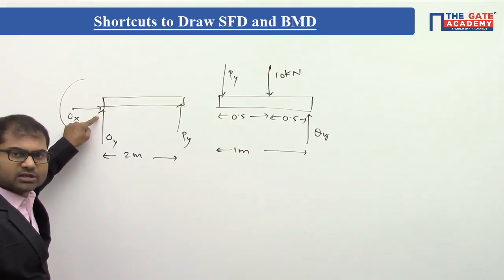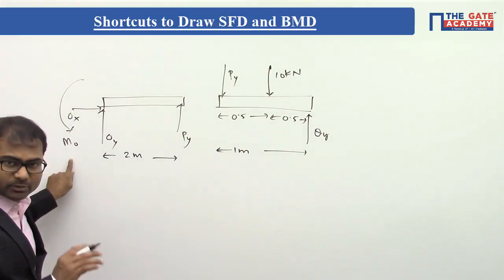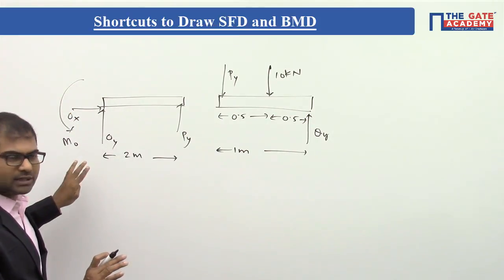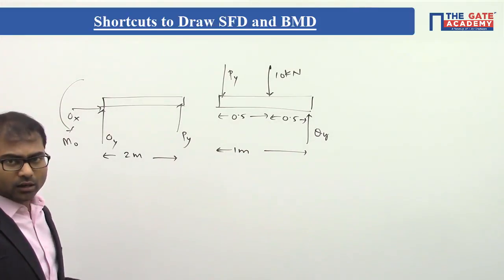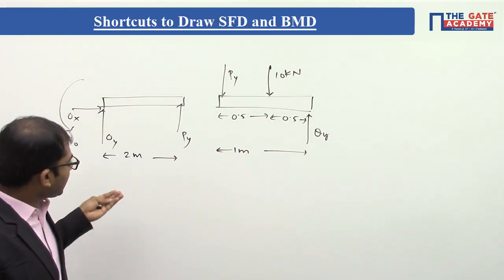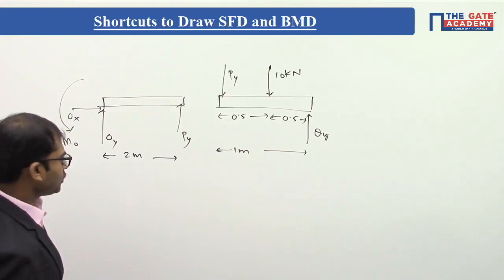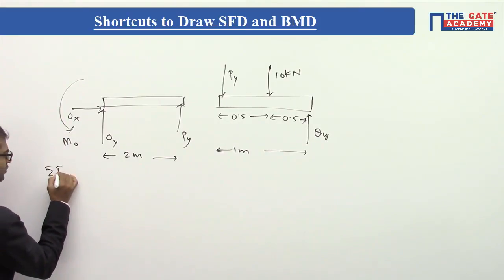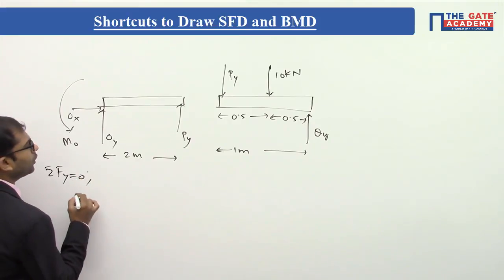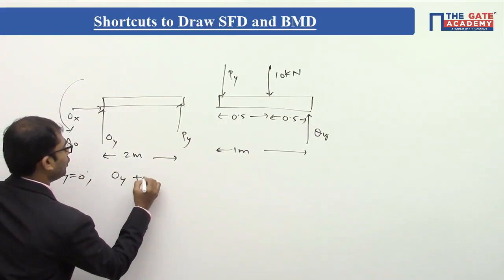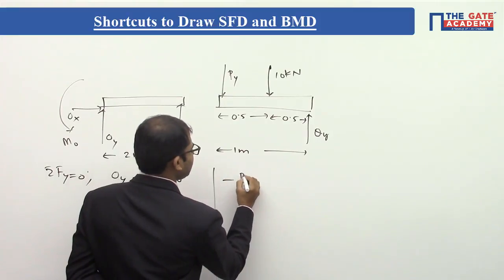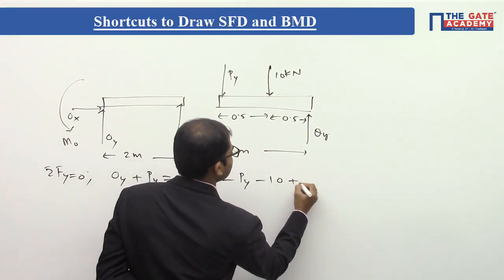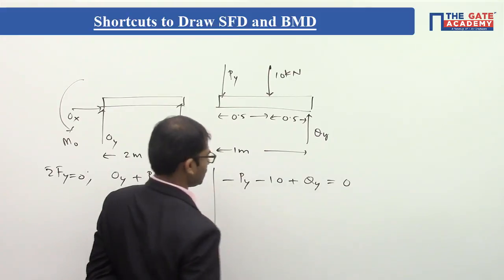So bending moment at this location is nothing but M naught based on the shortcut. So all we need to do is simply get the value of M naught, right? So let's get the value of M naught by using equilibrium equations. Net force in y direction is equal to 0. So we'll get Oy plus Py is equal to 0. And here we have minus Py minus 10 plus Qy is equal to 0.